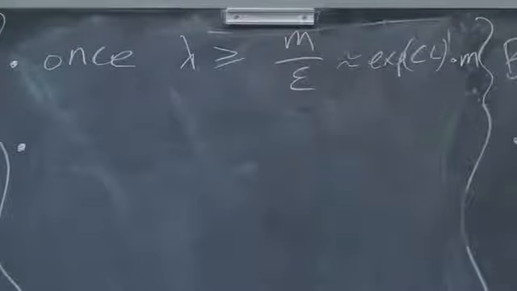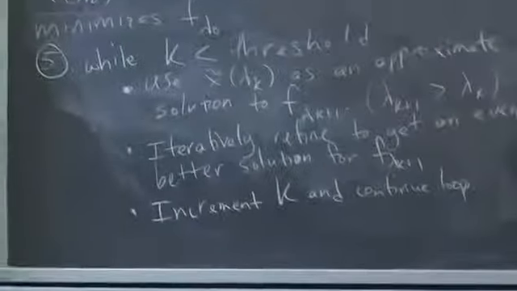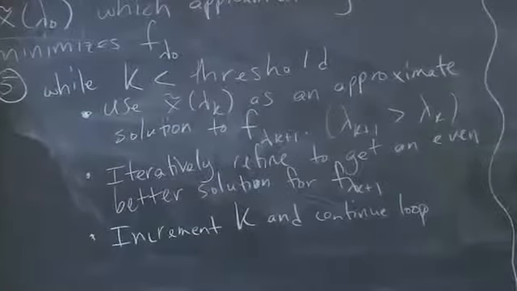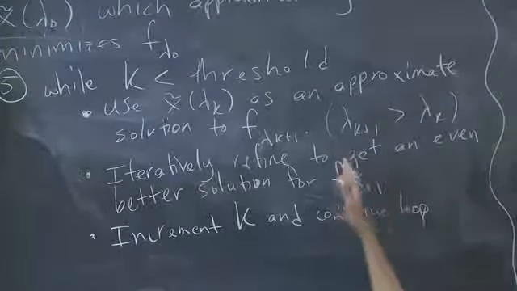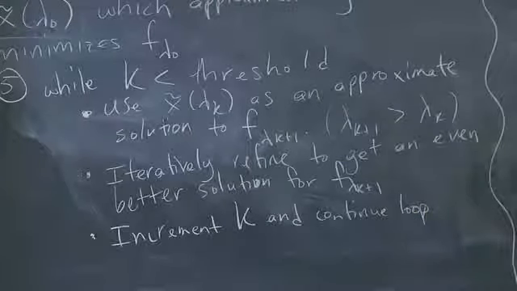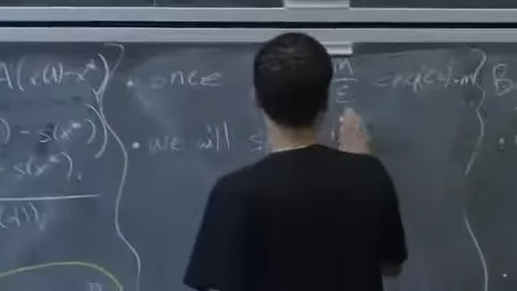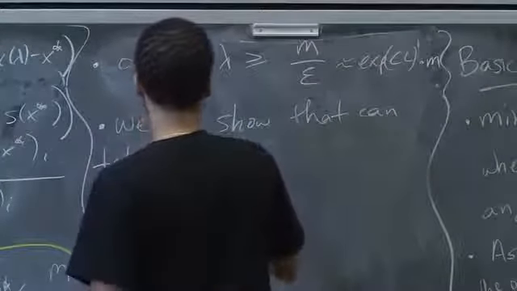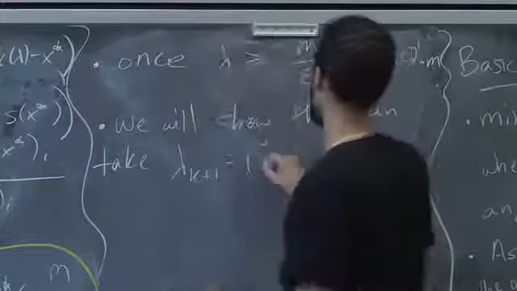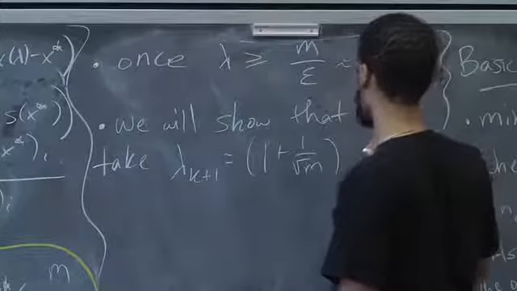So that tells us how big lambda needs to be in our step 5 before we can terminate and have a really good solution. That doesn't tell us how many iterations this takes because I didn't really tell you how much we'll increment lambda by in each step. But we will get there. We will show that you can take lambda k plus 1 to be something like 1 plus 1 over root m times lambda k.